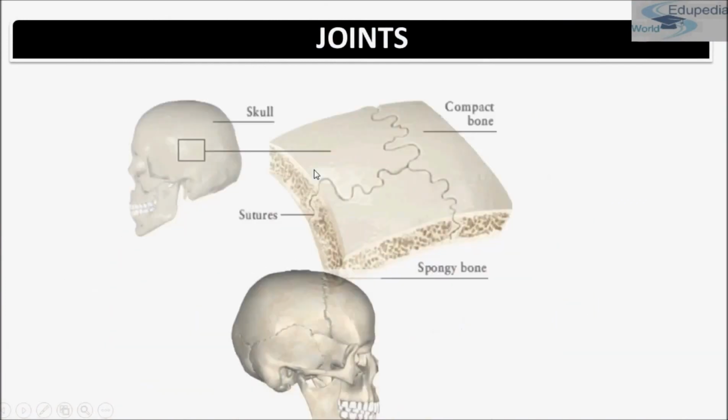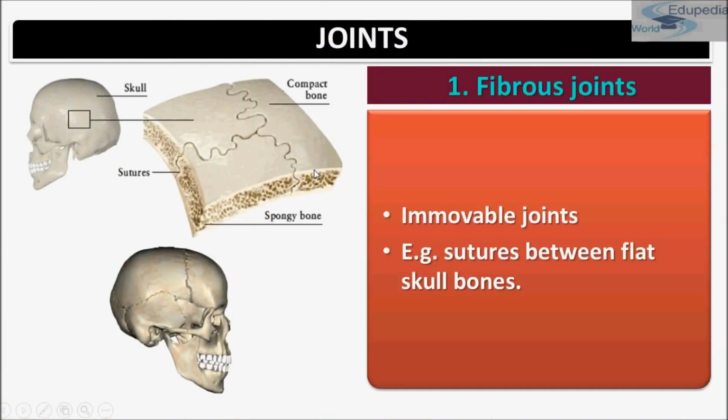Now comes fibrous joints. Fibrous joints do not allow any movement. This type of joint is shown by the flat skull. See, this is the zoom view of the skull. These are the sutures. Fibrous joints do not allow any movement. This type of joint is shown by the flat skull bones, which fuse end to end with the help of dense fibrous connective tissue in the form of sutures. That means in the sutures they have fibrous connective tissue that joins end to end, and that doesn't allow any movement. This forms the cranium. Fibrous joints form the cranium. For example, sutures between flat skull bones are an example of fibrous joints.